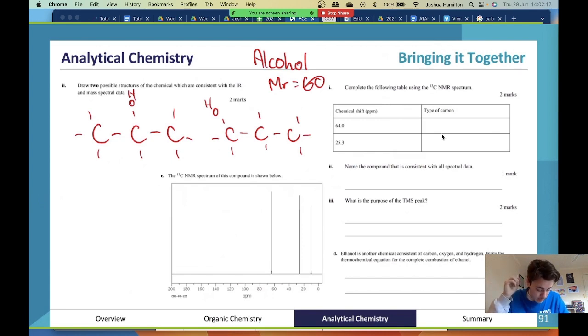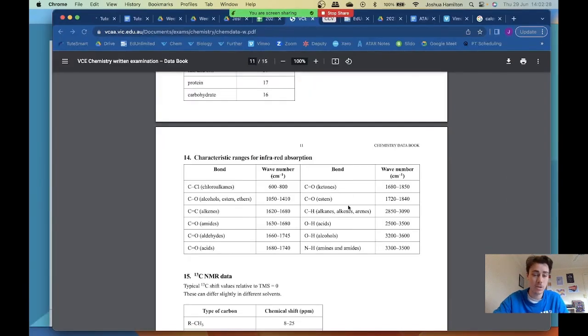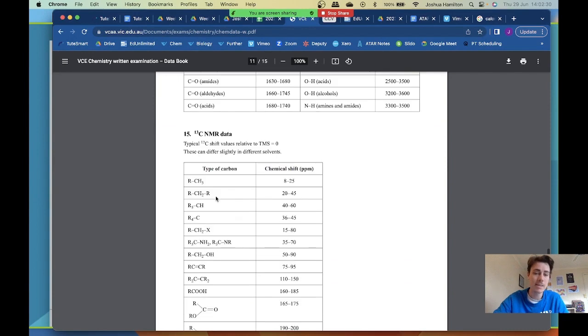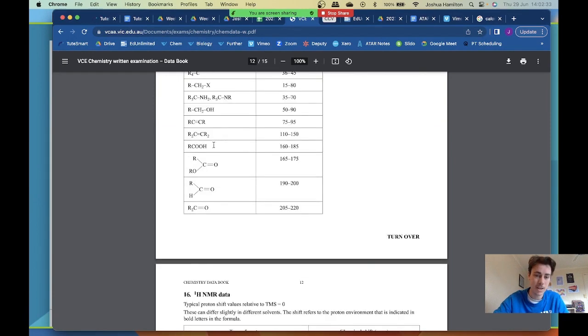So moving on, it's given me carbon NMR here. It hasn't given me hydrogen, it's given me carbon, so a little bit different. Carbon NMR. What do the following peaks tell me? Now, we didn't go through this in too much detail because I didn't want to confuse you all, but you can find this here. So this is figure 15 and figure 16.